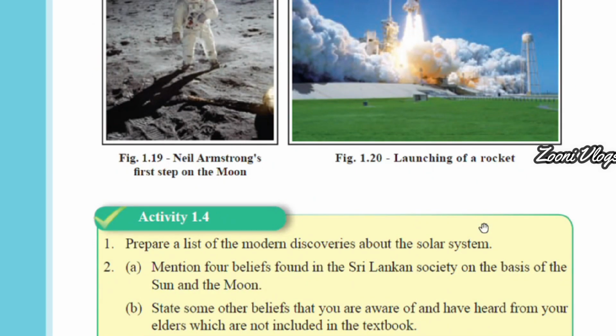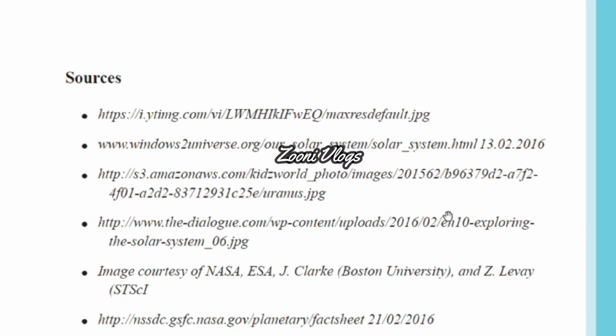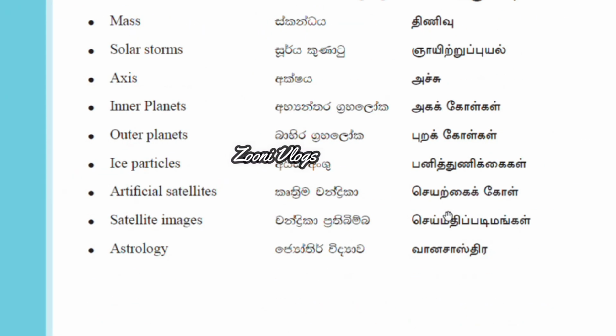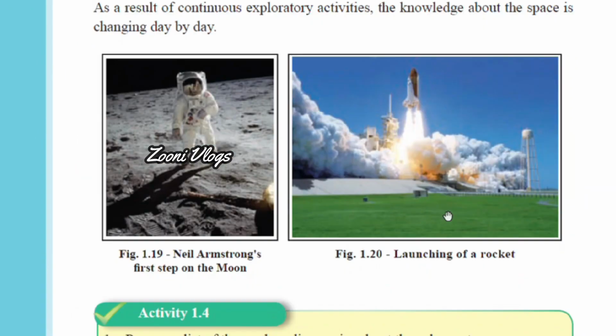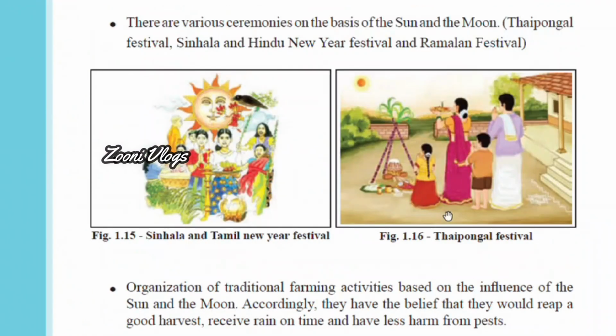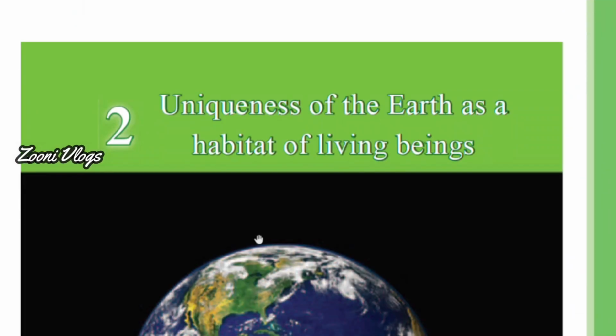Now you can see here a person called Neil Armstrong. He took the first step on the moon. I think you all know this person. And you can see here the launching of a rocket. There are many more things you have to study, especially the new vocabulary. We covered the first lesson, and next we have to do the uniqueness of Earth as a habitat of living beings. Okay, see you soon.